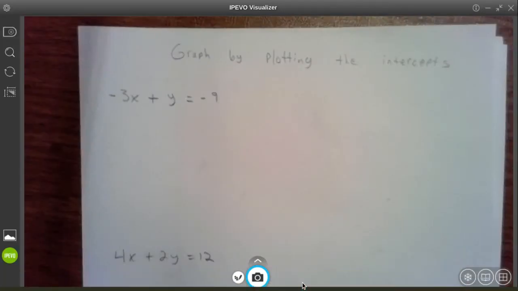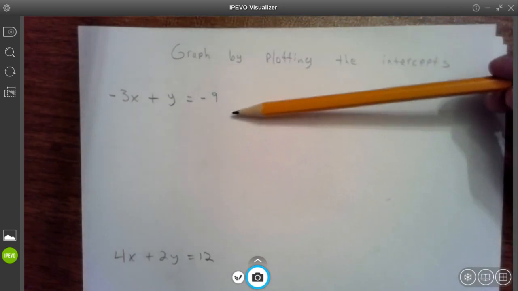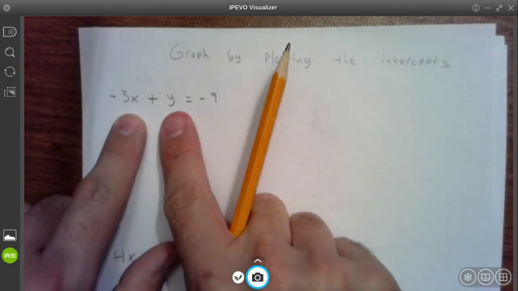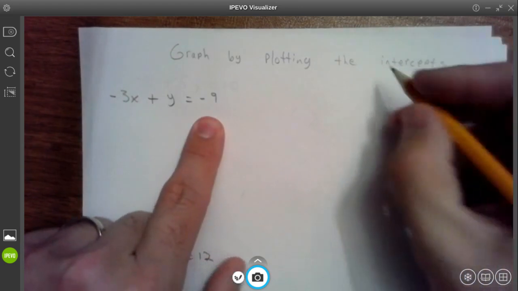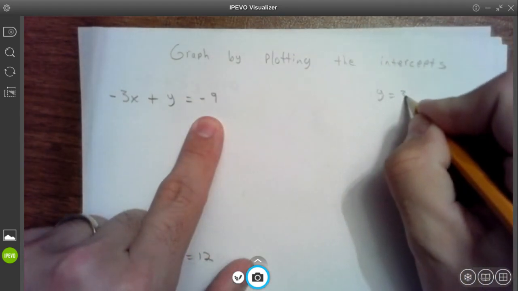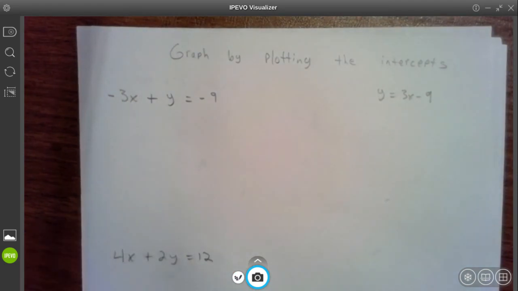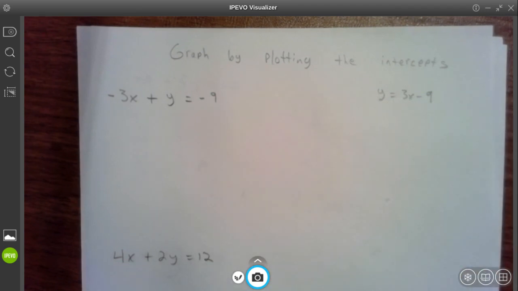All right, so one way that you can graph something that's in standard form is to just straight up convert it to slope-intercept form. Like this one would be very easy to convert. All you would have to do is plus 3x on both sides, and you get y equals 3x minus 9. All right, that's a super important technique. You're going to want to be well-versed in how to do that fluently. So I'd recommend go ahead and try that on these as well.